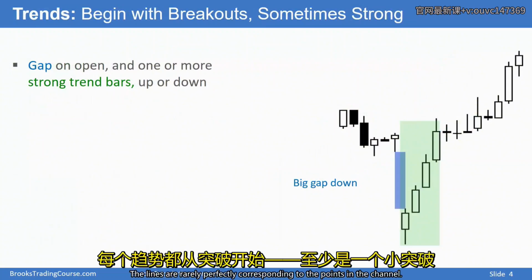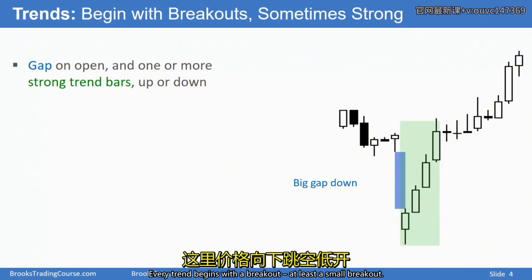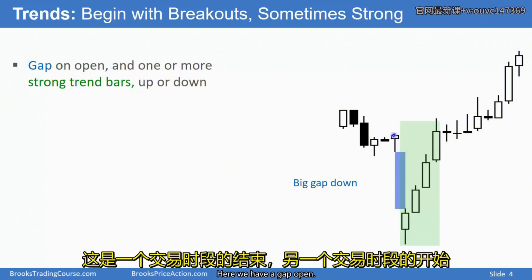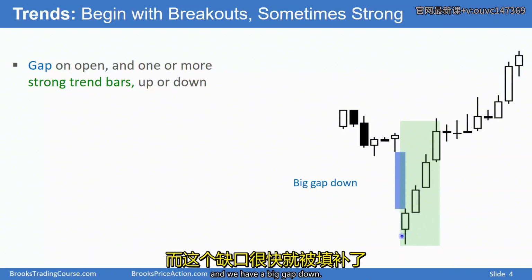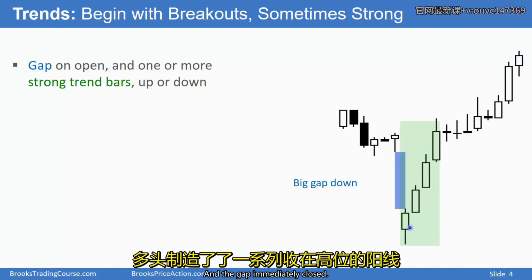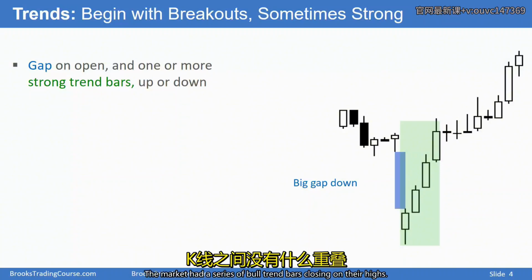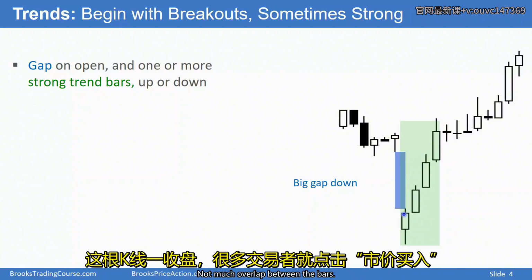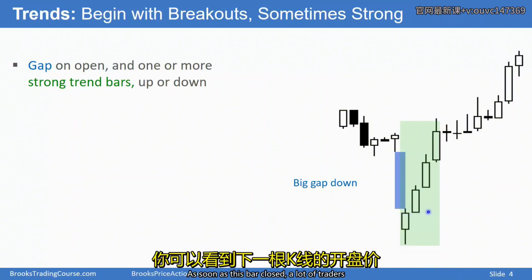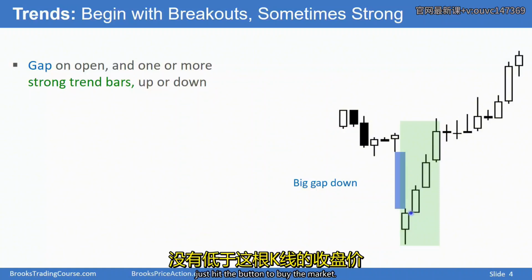Every trend begins with a breakout, at least a small breakout. Here we have a gap open. So here's the end of one session, the start of another session, and we have a big gap down. And the gap immediately closed. The market had a series of bull trend bars closing on their highs. Not much overlap between the bars. As soon as this bar closed, a lot of traders just hit the button to buy the market. And you can see the open of the next bar did not fall below the close of this bar.